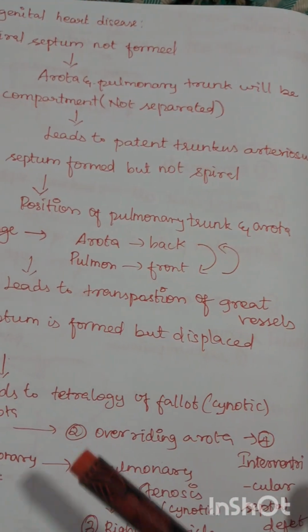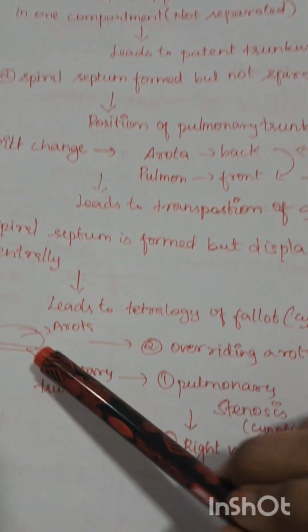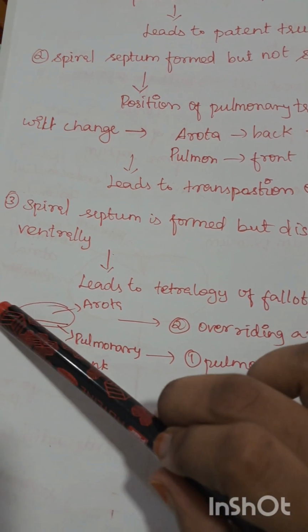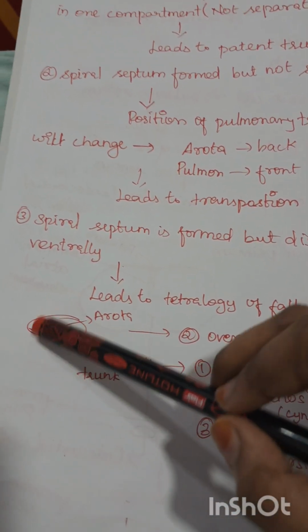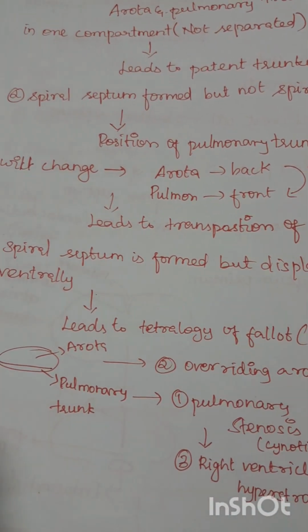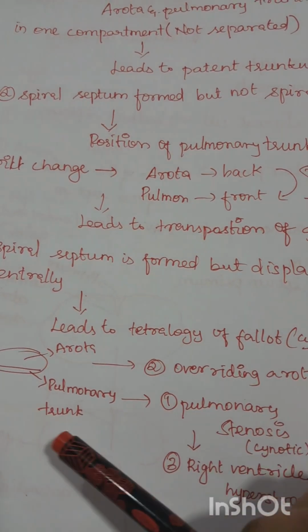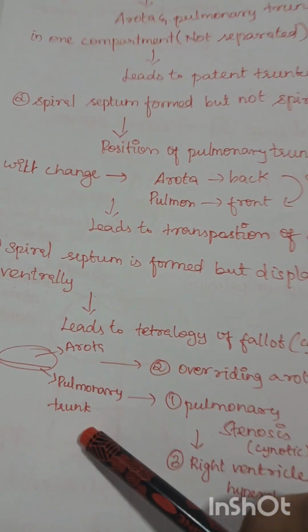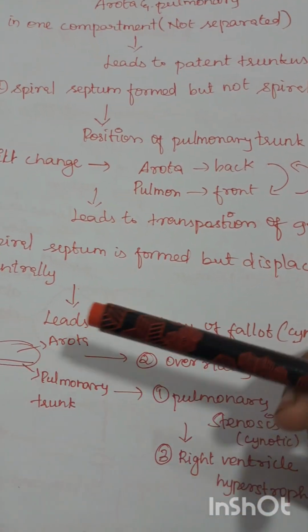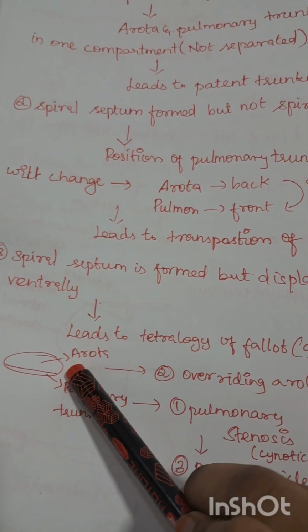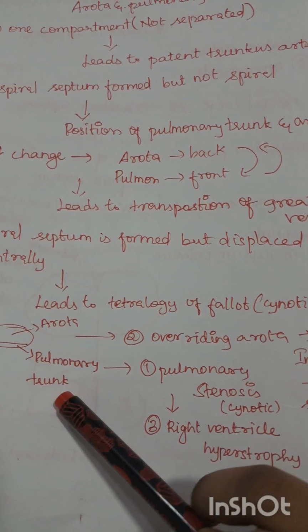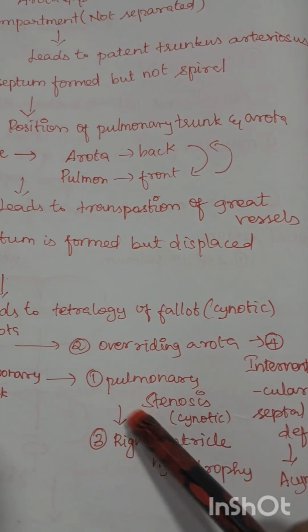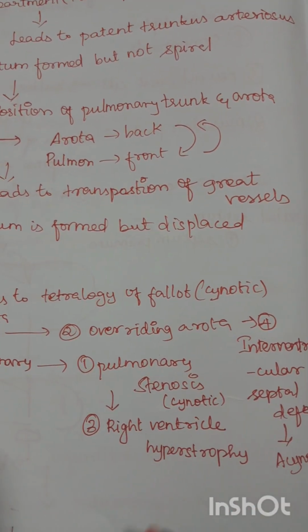The third condition is when the spiral septum is formed, but it is displaced ventrally. The septum should be at the center, but it is formed in the front of the truncus arteriosus. So the pulmonary trunk is reduced and the aorta has more space. When it has more space, it is referred to as overriding aorta. When the pulmonary trunk is reduced, it is referred to as pulmonary stenosis.